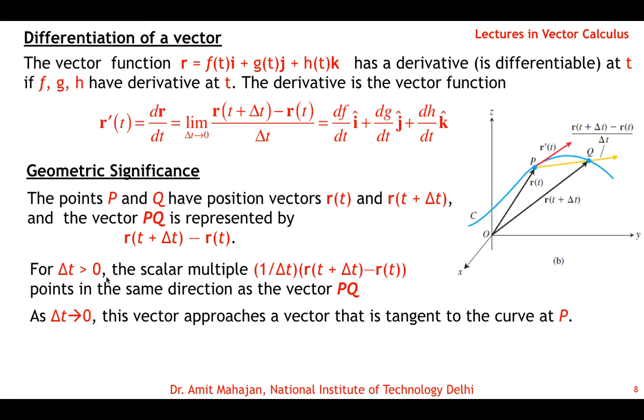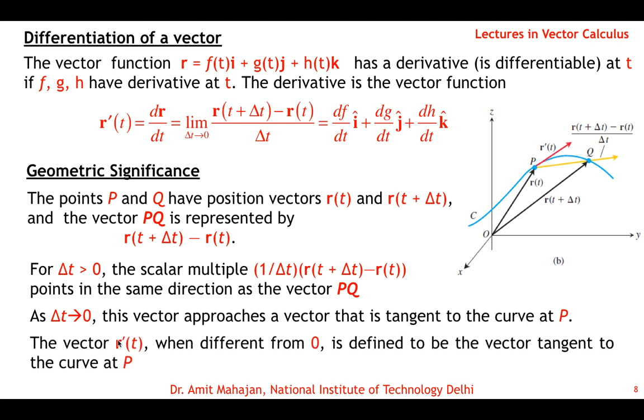So for delta t greater than 0, if we scalar multiply this quantity with 1 by delta t, then it points in the same direction as the vector pq, and as delta t goes to 0, this vector approaches a vector that is tangent to the curve at p. And so the vector r dash t, when different from 0, is defined to be the vector tangent to the curve at p. So this derivative is the tangent vector to the curve at the point p.